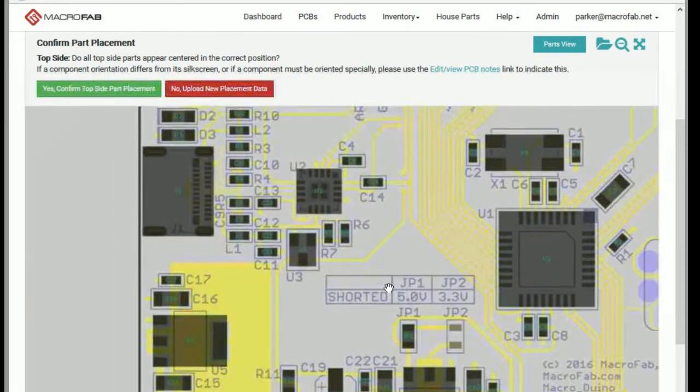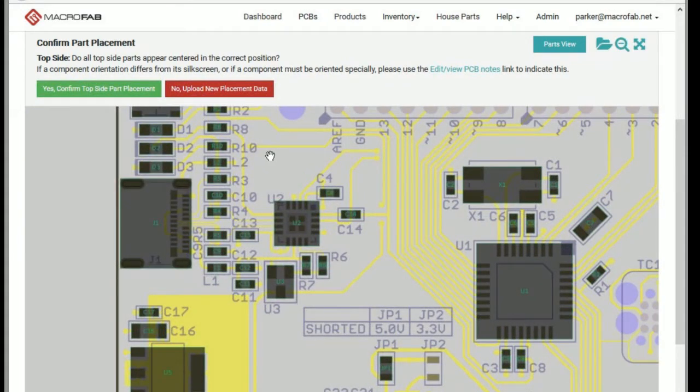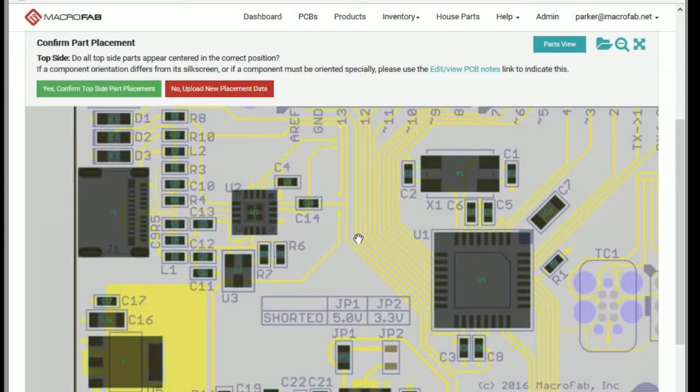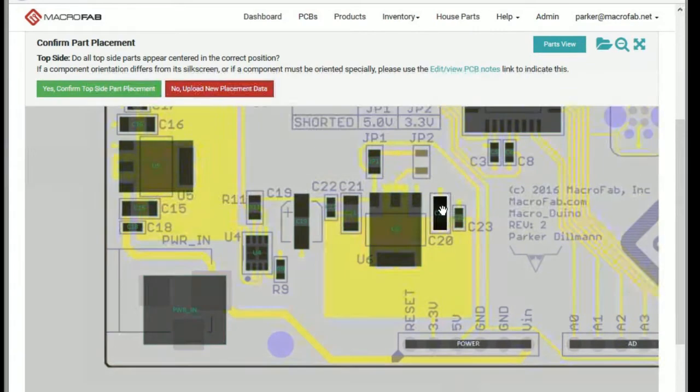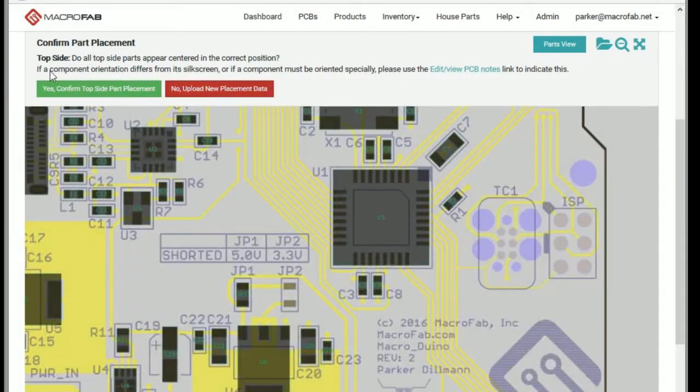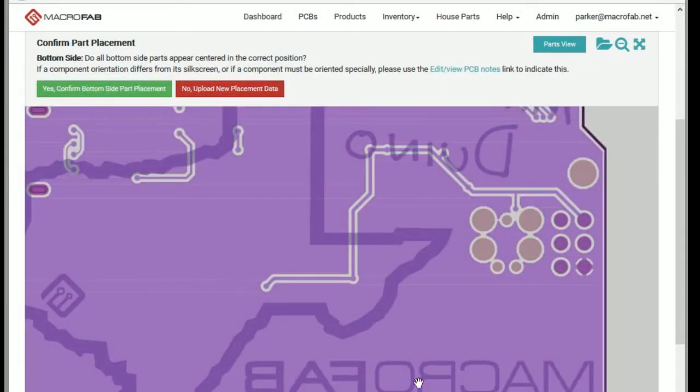Well, so yeah, this way you can make sure all your placement data looks right. All the bounding boxes are on the parts. I don't think this board's got bottom side parts, so we'll go ahead and just confirm that. Yeah, there's no bottom side parts.